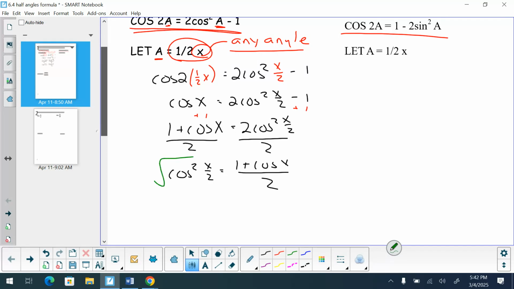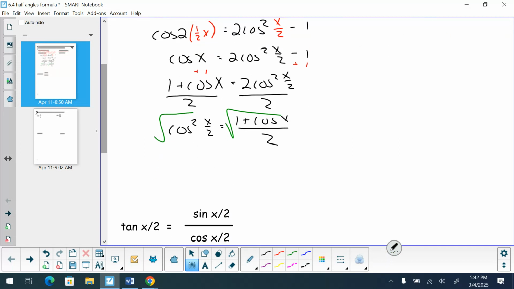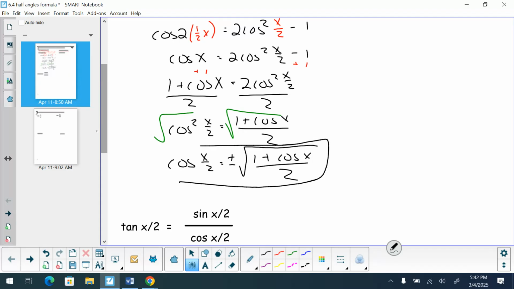To finalize this for the cosine of half angle, we take the square root of both sides. So we're left with the cosine of any half angle x over 2 is equal to, got to remember we have plus or minus since we took the square root, the square root of 1 plus cosine of x divided by 2. So this is your cosine of your half angle.